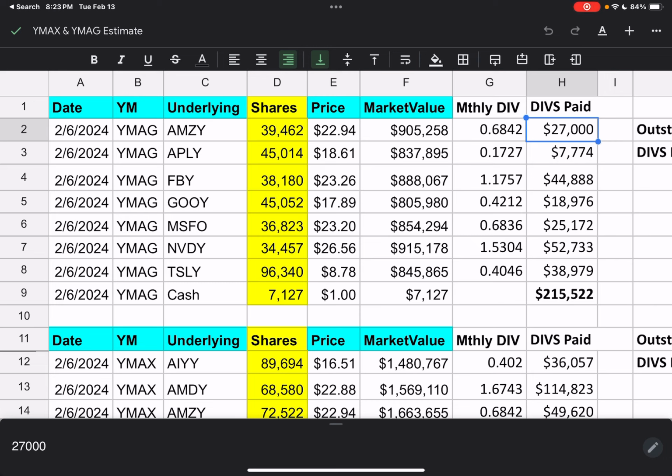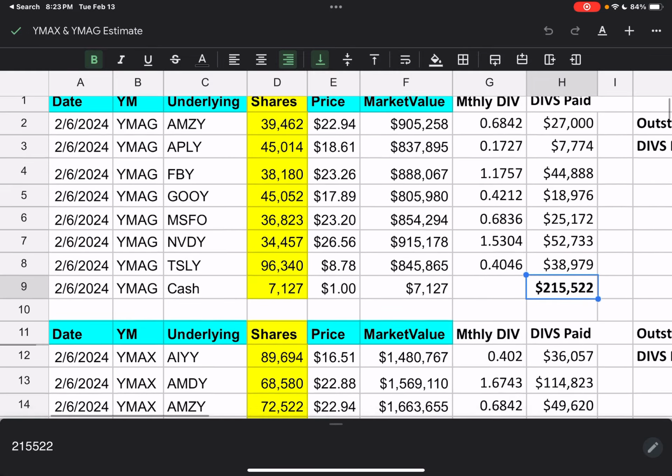But anyway, the divs paid, that's the total for each of those, which equals a total of $215,000. So to me, these are the dividends that would be paid for those shares.